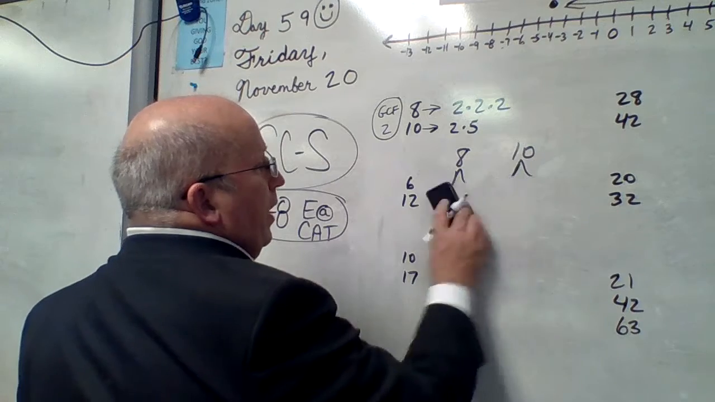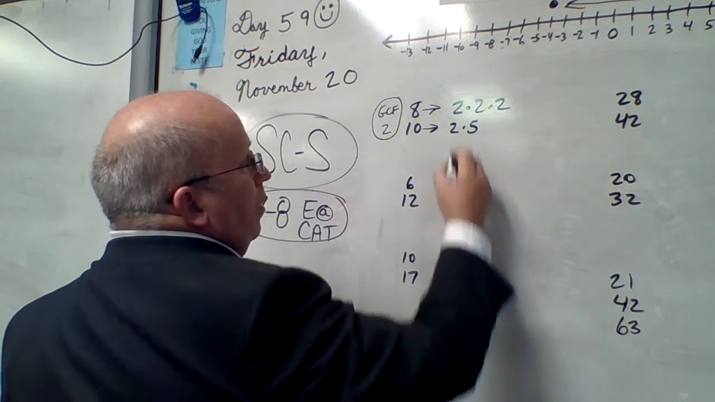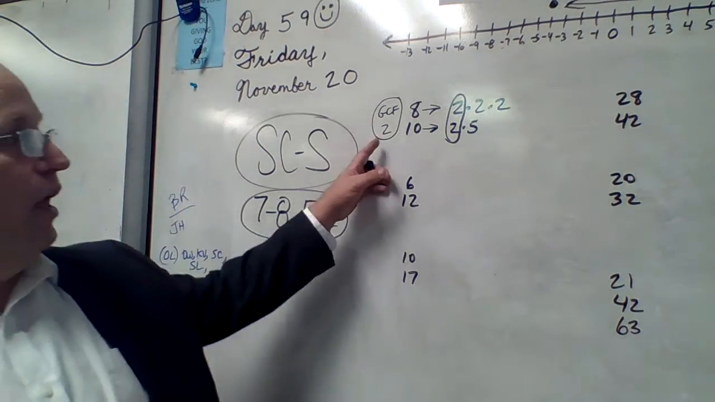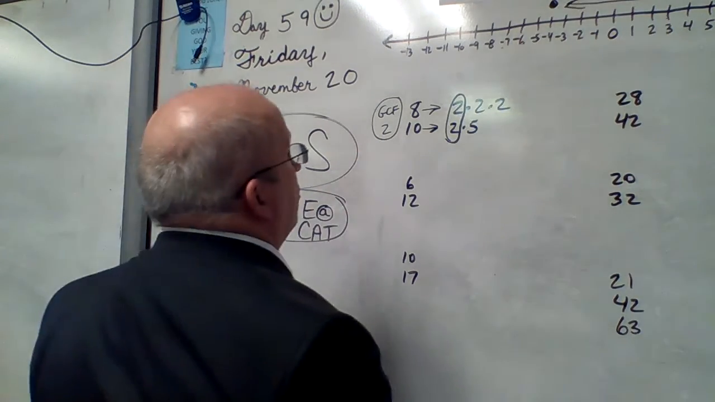Now, go back up here. What do they have in common? They have a set of 2's in common. And so again, the greatest common factor is 2.